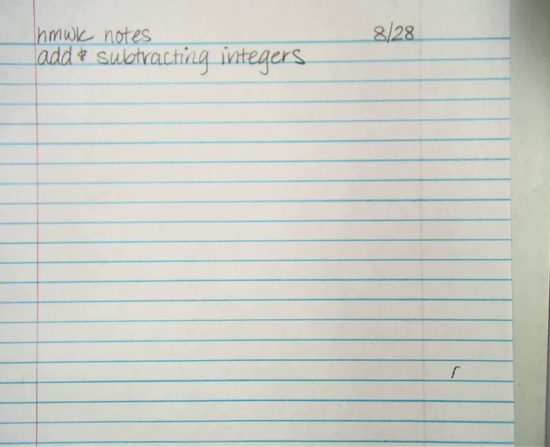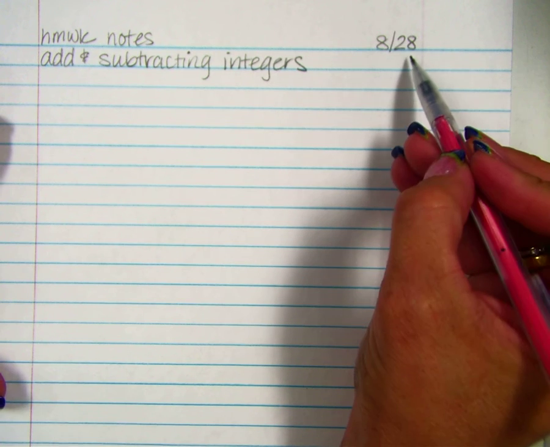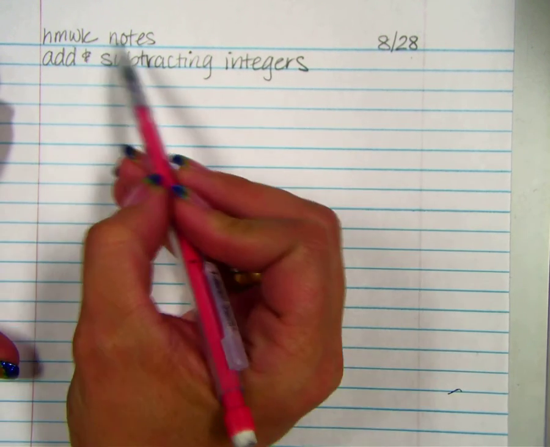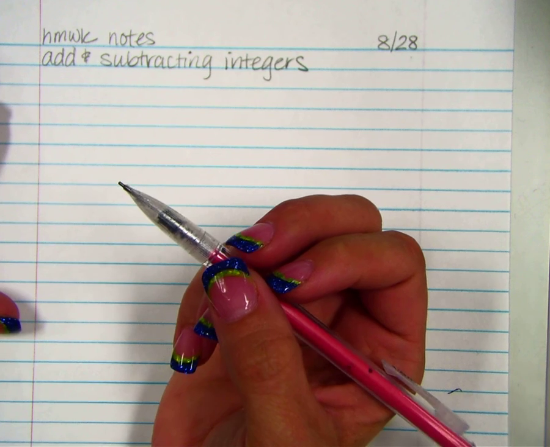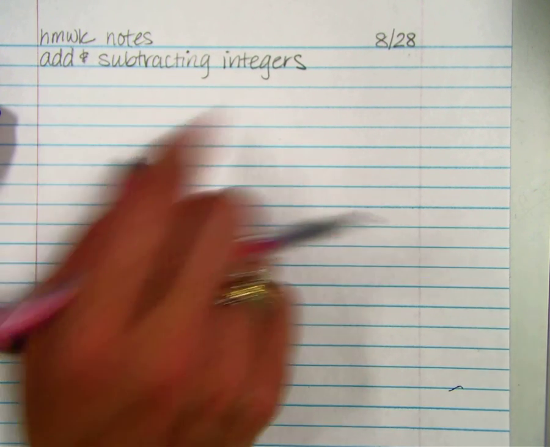Okay, this is our first video, and I want you to notice that I have the date up here in the upper right hand corner. That's what should be in your math notebook. I titled it Homework Notes because that's what we're doing right now. You're taking notes on your homework assignment. And we're going to be talking about adding and subtracting integers today.